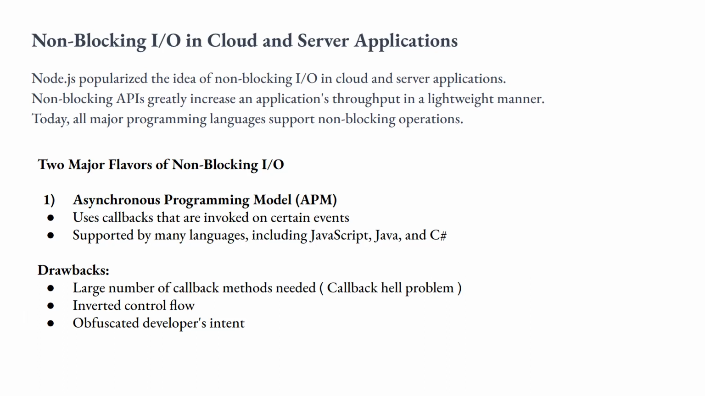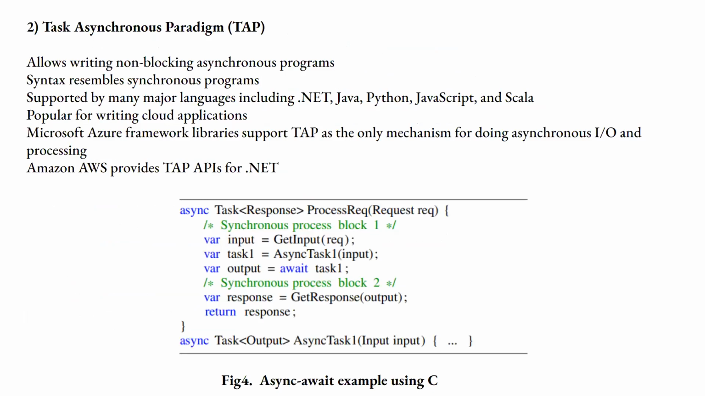They usually come in two major flavors. The first one is what we refer to as APM, and the second one is what we refer to as TAP, or task asynchronous programming. This is the paradigm of non-blocking APIs that we'll be majorly focusing on. Both APM and TAP have their own advantages and disadvantages. APM is more widely supported and can be used with older versions of .NET, but it has a very steep learning curve. TAP is relatively easier to use, but requires a newer version of .NET.